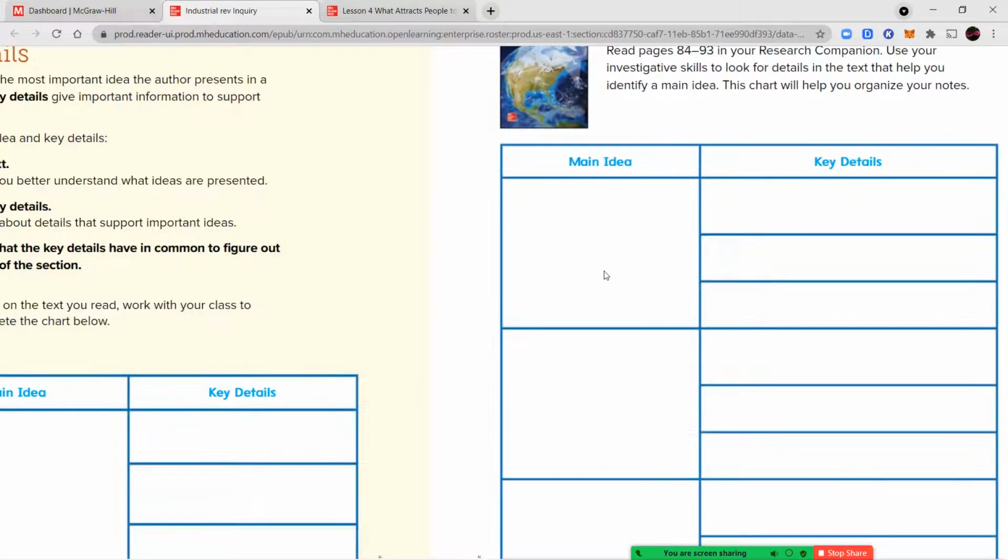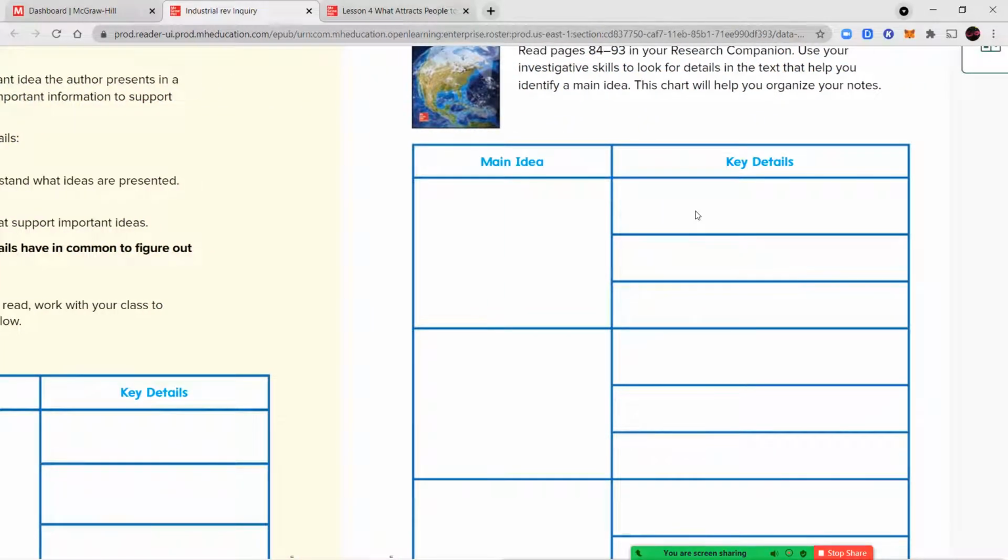Tell me about the beginning of the Industrial Revolution, about building those factories, where they were built. Tell me about interchangeable parts. We read about that as well. Tell me about what it did for how fast things were being produced.